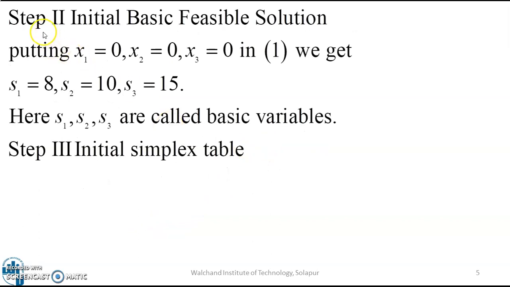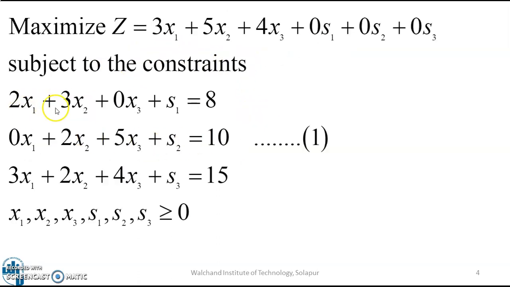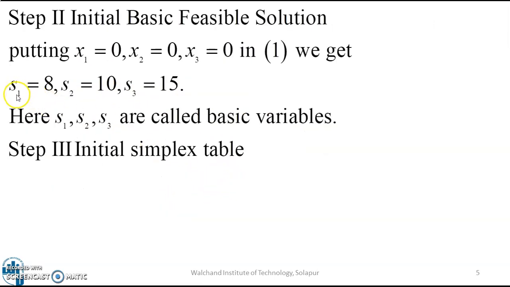Now step number 2 is finding the initial basic feasible solution, and we know that it is obtained by putting x1 = 0, x2 = 0, x3 = 0 in the equality constraints on the left hand side, and obtaining the values of s1, s2, s3 as the right hand sides, which gives s1 = 8, s2 = 10, s3 = 15. In this case, s1, s2, s3 are called the basic variables, and x1, x2, x3 are called non-basic variables.